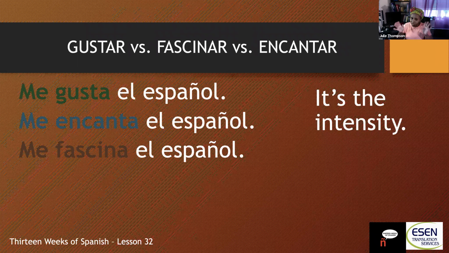And I did a little survey among my Hispanic friends, and 2 of them said this, but 1 of them said fascina is in the middle and encanta is at the top. And then she said fascina and encanta are the same for her. So it depends on who you're talking to. Okay. But gusta is the lowest.